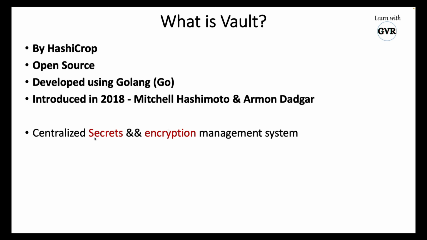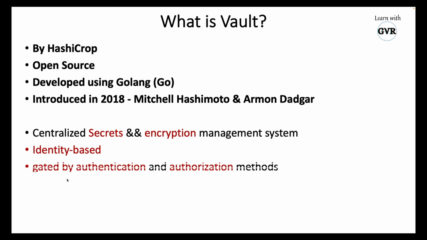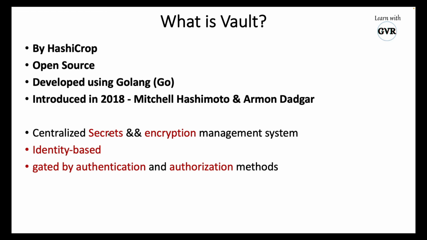Vault is a centralized secrets and encryption management system. It is located centrally, and it will manage secrets and encryption. But how? By being identity based. What is identity? It means access is gated by authentication and authorization. In a very simple manner, Vault is a centralized secrets and encryption management system using authentication and authorization. As simple as that.